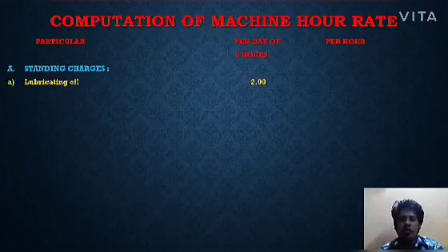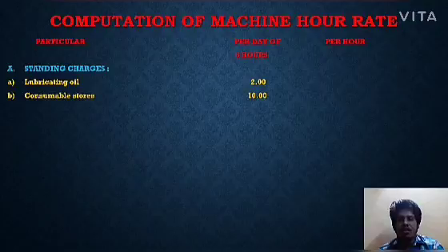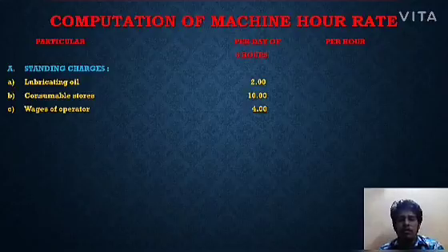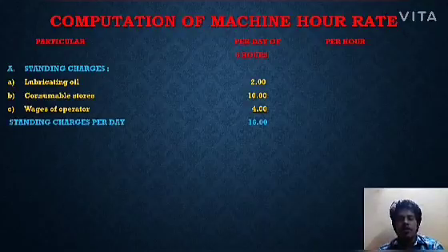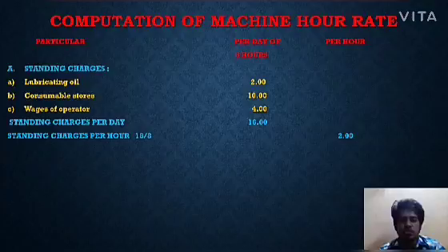Under the standing charges, we have lubricant oil, rupees 2 per day of 8 hours. So lubricant oil is rupees 2. Second is consumable stores, which is 10 per day of 8 hours. So consumable stores is 10. And third is wages of operator, rupees 4 per day, so wages of operator is rupees 4. After adding these three, we get 16, that is standing charges per day. We have to calculate the standing charges per hour, so we divide standing charges per day by 8 hours. We get 2. So standing charges per hour is 2.